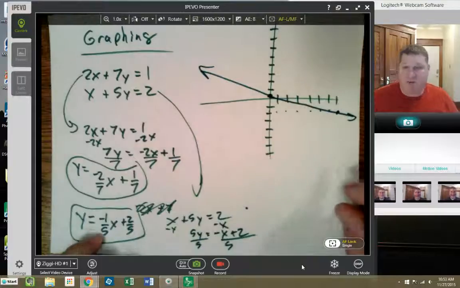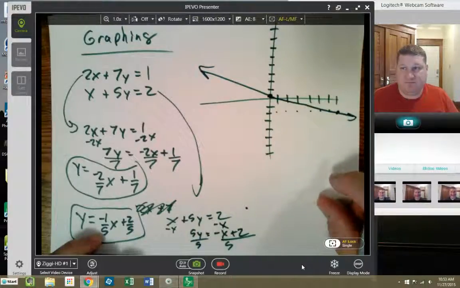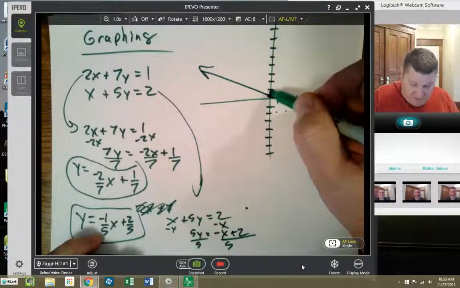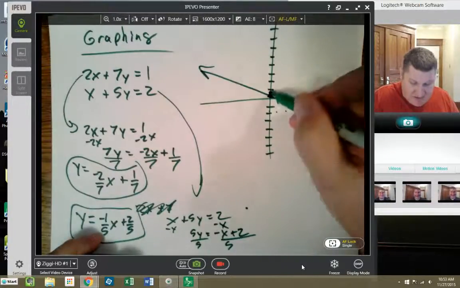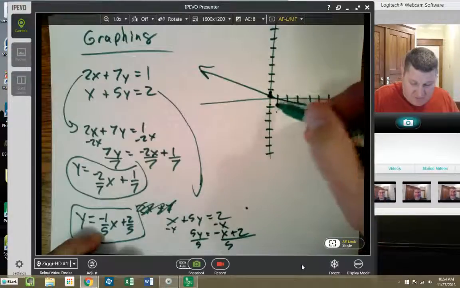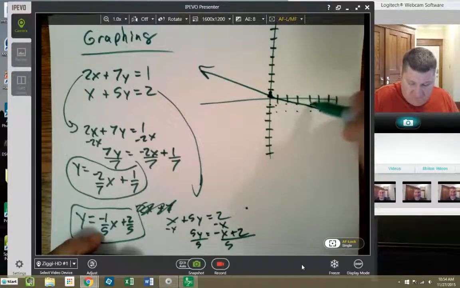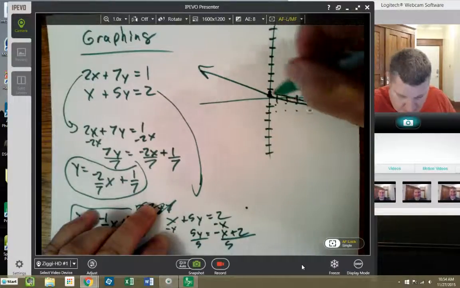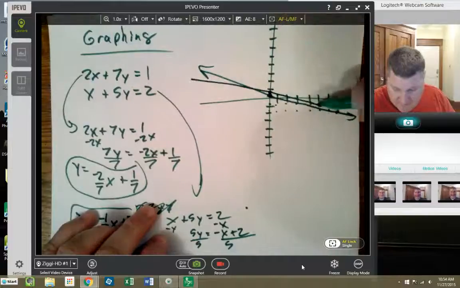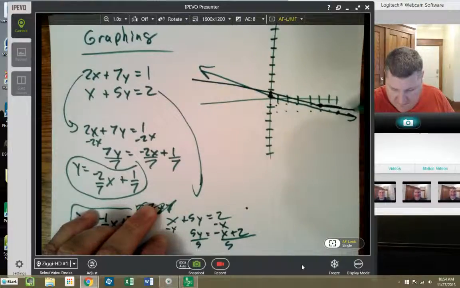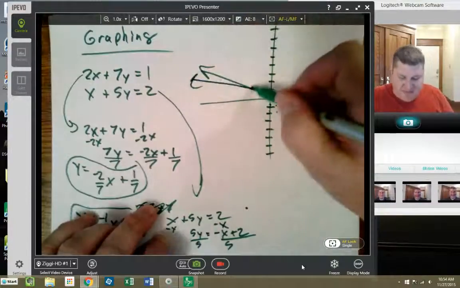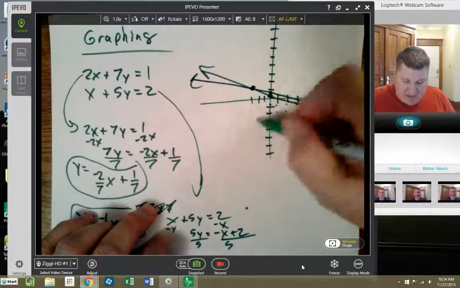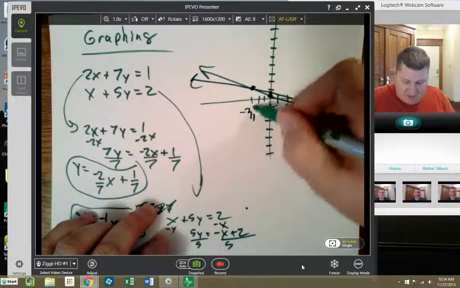Now let's go down here to the bottom. Where do I start with this one? The y-intercept at 2/5. The 2/5 is going to be slightly larger than the 1/7, and it's going to be down 1, but only over 1, 2, 3, 4, 5. And so if I'm drawing this, my guess is that this crosses at about negative 3, 2.